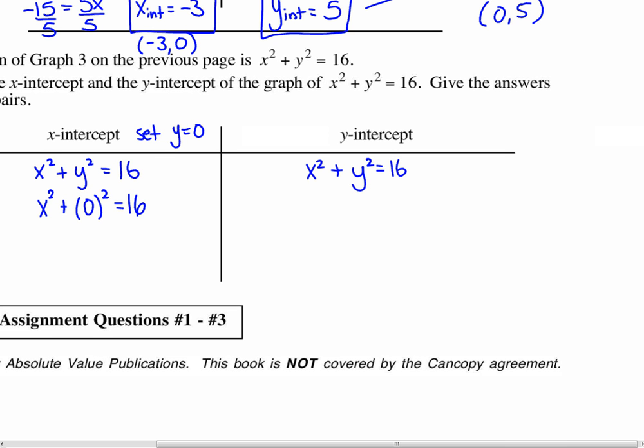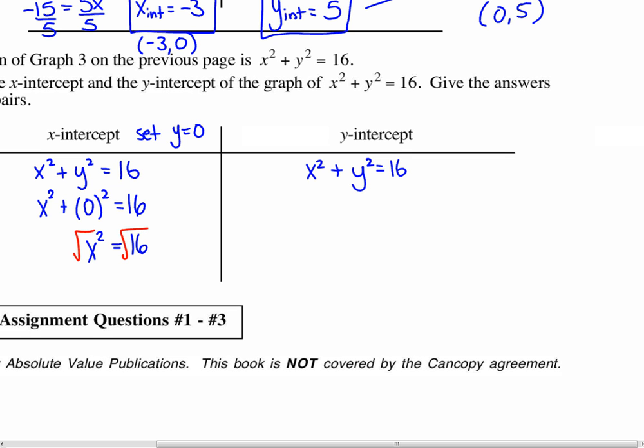What's x squared plus 0 squared? Just x squared. If you're adding 0 to something, 2 plus 0 is still 2. X squared plus 0 is still x squared equals 16. What do we have to do next? Square root. Now here's a thing that might not be very common to you.